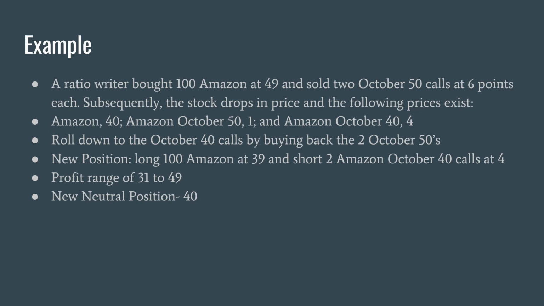The resulting position would be long 100 Amazon at 39 and short 2 Amazon October 40 calls at 4. The profit range would be 31 to 49, and the new neutral position would be 40. The investor is now in a position to make profits if the stock remains near this level, or take further defensive action if the stock has a dramatic change in price.